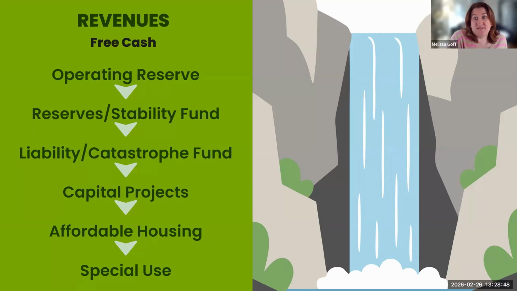And there are fiscal policies that dictate the targets for that particular fund. So we use free cash to boost that fund when we have claims that draw down on the overall balance.